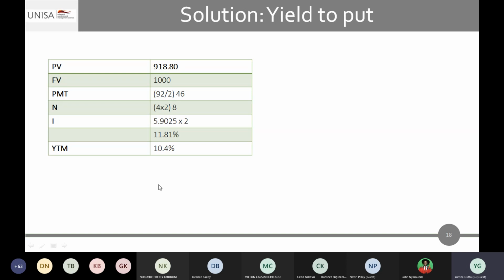11.8%, right? The reason I put yield to maturity here is that normally in the interpretation, which I don't think you'll be asked, they'll say, should we put the bond? Because we're getting a higher rate here than the yield to maturity, we say go ahead and put the bond. Okay?